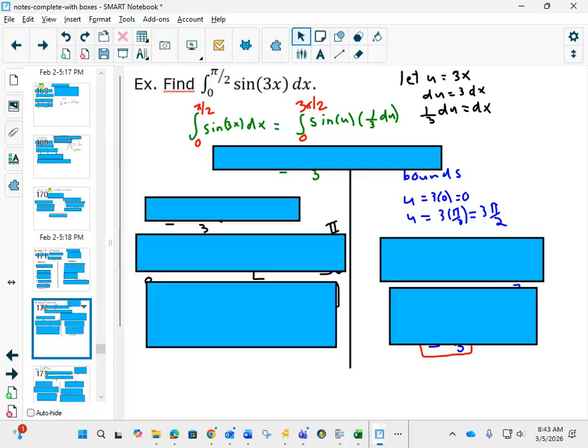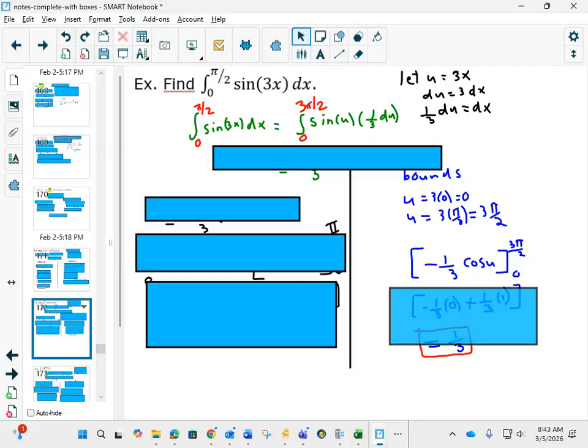I would go directly from there to there. Right? Because that's easy to integrate. Negative 1/3 cos u. It's going to go from 0 to 3 pi over 2. Plug things in, and you get 1/3.